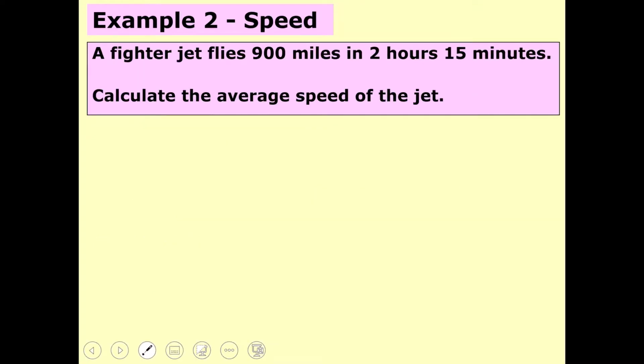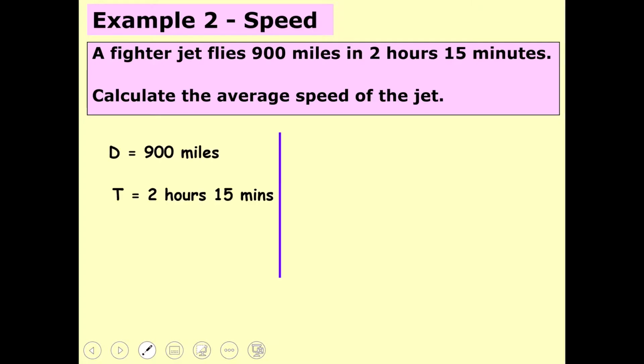Okay, second example. A fighter jet flies 900 miles in 2 hours and 15 minutes. Calculate the average speed of the jet. Okay, so this is a speed question. Pick out what we have from the question. So our distance is 900 miles and our time is 2 hours and 15 minutes. But we need to convert that into decimal form. So 15 minutes is 0.25, then add on your 2 hours to get 2.25.